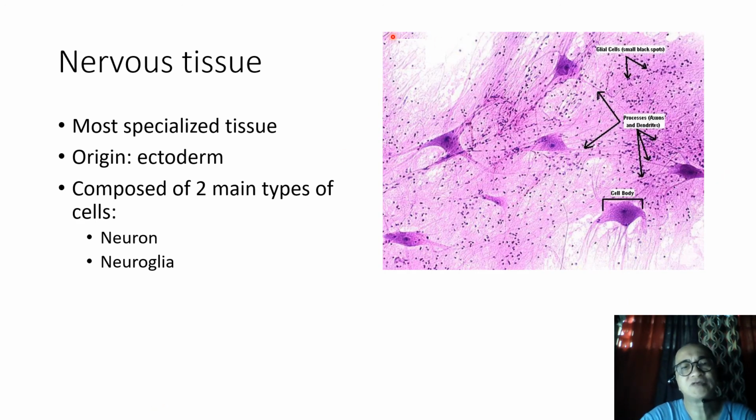The nervous tissue is specialized for the reception of stimuli and conduction of impulses from one cell to another. The nervous tissue is derived from the ectoderm, and it is composed mainly of two main types of cells: the neurons, which are shown here as large stellate cells, and neuroglia, which are only apparent here by their nuclei, but they are the most numerous of the cells here. These tiny dots are their nuclei.